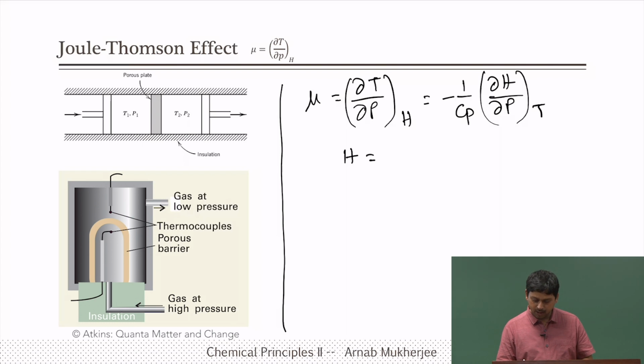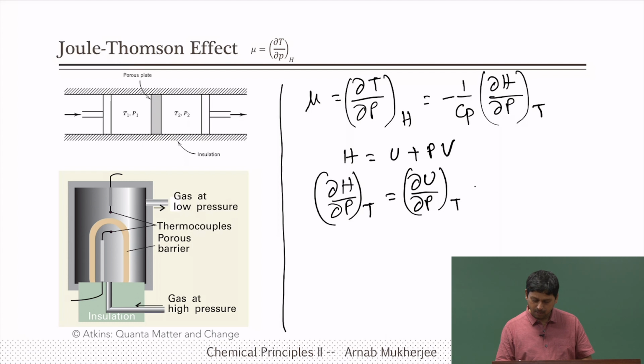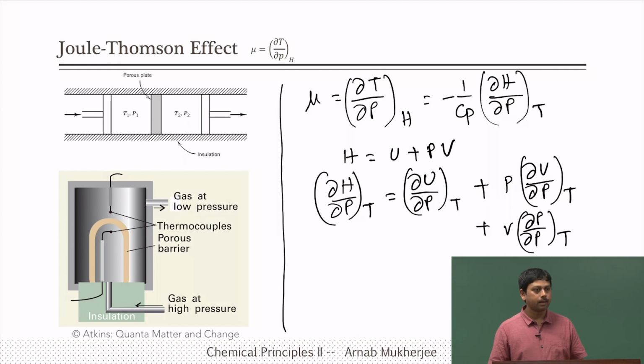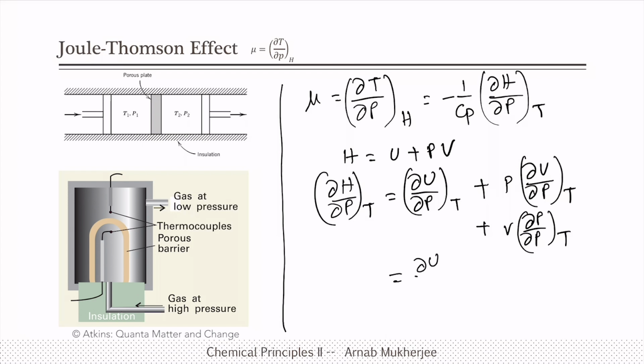So, we know that H is equal to U plus PV. So, del H by del P at a constant temperature is del U by del P at a constant temperature plus P into del V by del P at T, plus V del P by del P at T. Now, del P by del P is basically 1, so I can write that as V. So, del U by del P T plus P del V by del P T plus V.